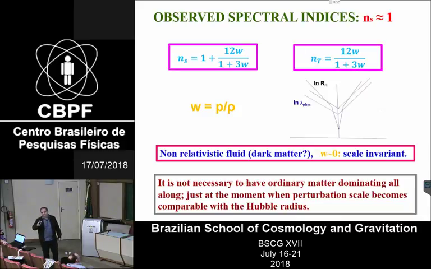I will talk about the tensor to scalar ratio. It's the subject of the rest of my talk. This is very important. No, this is the spectral index. It's not the spectral index. The tensor to scalar ratio is a relation between the amplitudes. But this is the spectral index. It's not the amplitude. I'll talk about the amplitudes after.